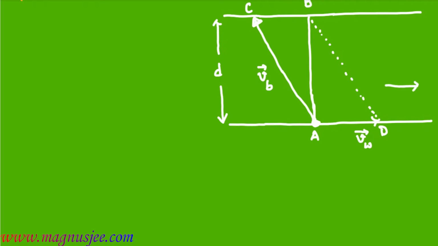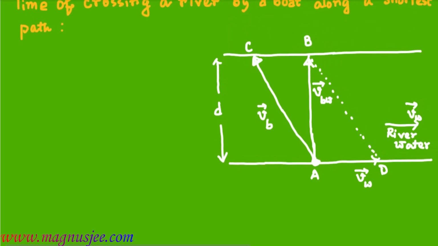And this is the direction. That means water flows towards the right with the velocity vector VW. So this is the direction of flow of river water. AB is the shortest path along which there will be resultant motion of the boat with a velocity vector VBW. Actually, vector VBW is the resultant velocity of the boat under the combined action of the motion of the boat and the motion of the river water.